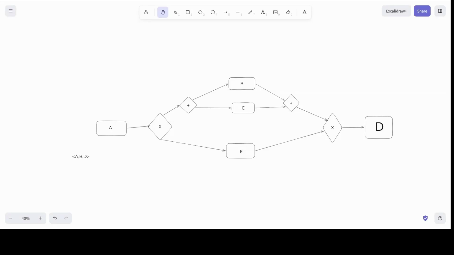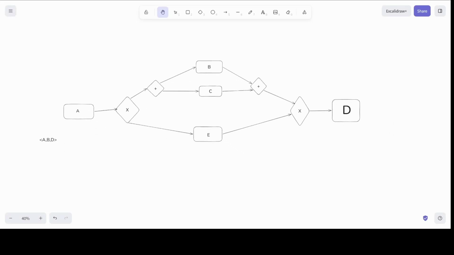So, in our previous video, we had discovered the following model. We have A, as you can see here. We start with A, then we have an XOR choice. We go through either here or here. Then we have a parallel relationship here and here. And we rejoin from both sides here. And we finalize with D, of course.